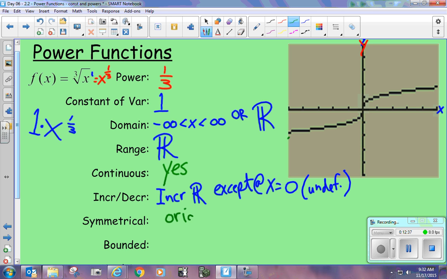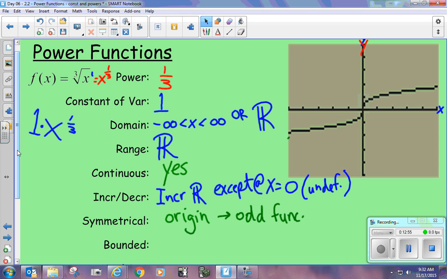Absolutely. And if it's reflected about the origin, what else do we know about it? Anybody remember? It's odd. It is odd. It's an odd function. I know they didn't ask us for that, but this is something we learned already. If it reflects about the origin, it's symmetrical around the origin, then it's an odd function.